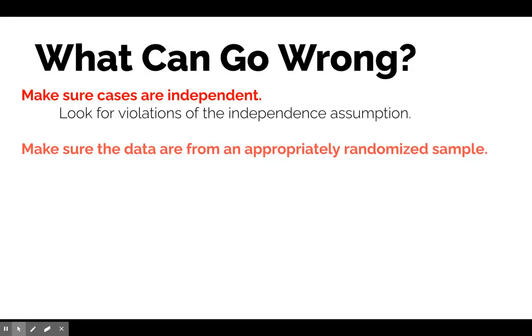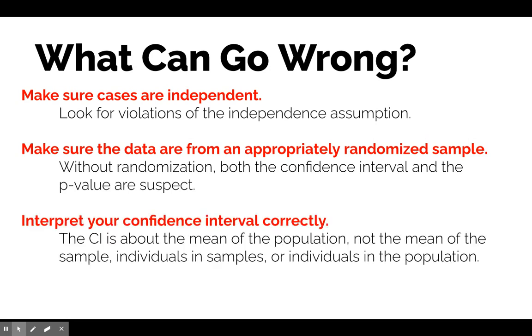Make sure that your conditions are met, and then interpret your confidence interval correctly. Make sure the confidence interval is about the mean of the population and never about the samples or individuals in the population. Okay, so let me know if you have any questions after watching, and you should be able to complete the Chapter 17 homework now.